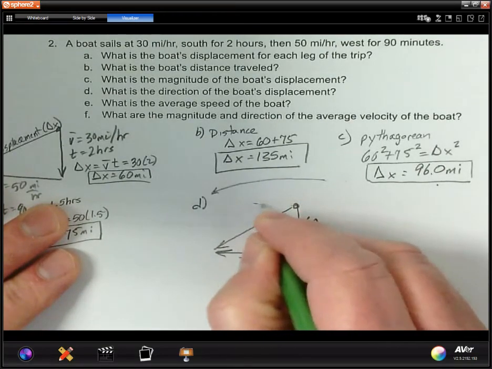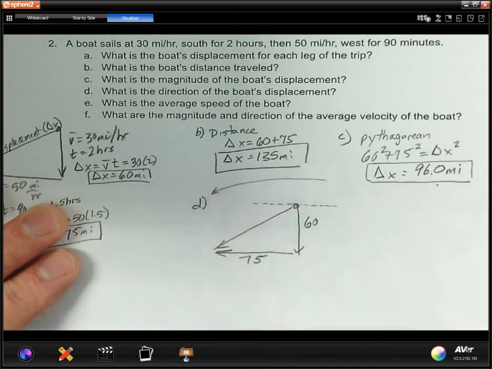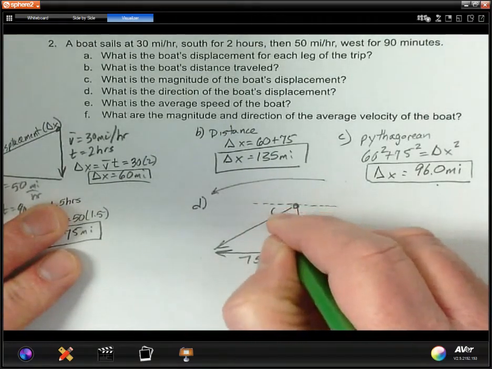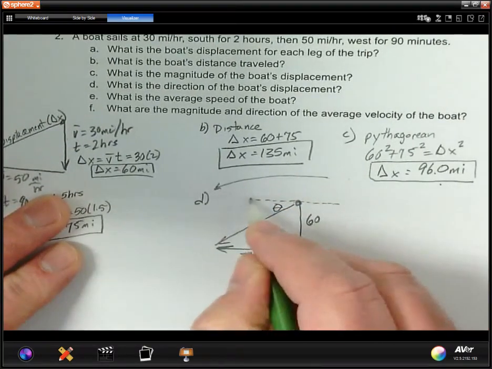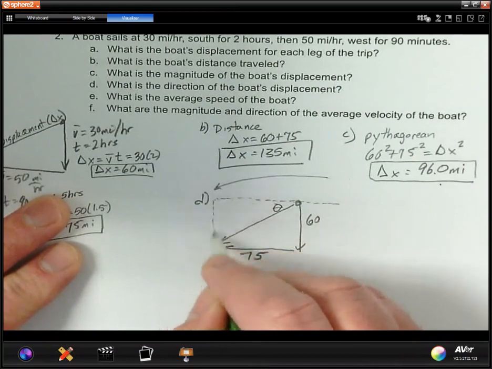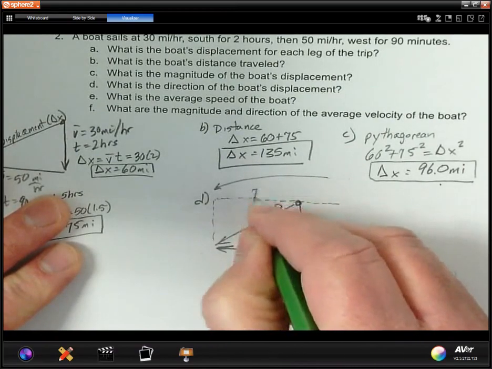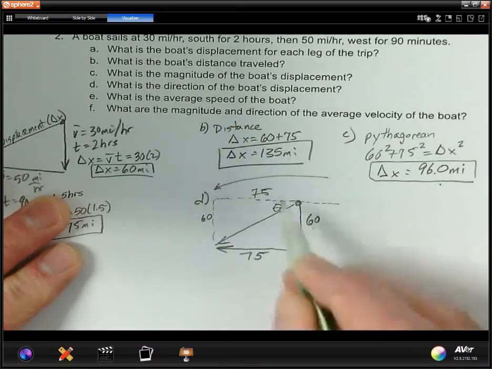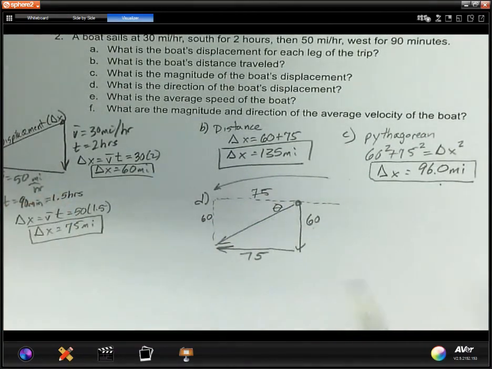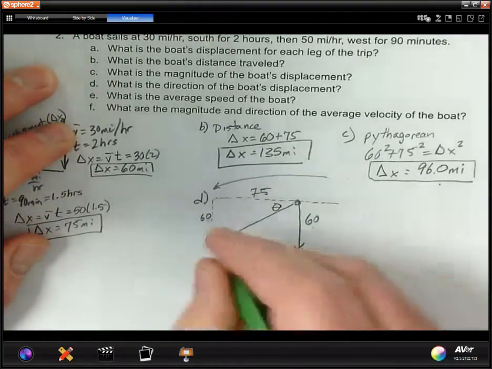So what you do is you draw in an east-west line, because I want to make all my directions relative to east and west. So I'm going to find this angle right here. Okay, so I can kind of make a triangle up here. This side of the triangle is 75, and this side of the triangle is 60. And I have to find that angle. And we're going to have to do some trig. And your trig might be a little weak, but as you practice, it'll get better and better.